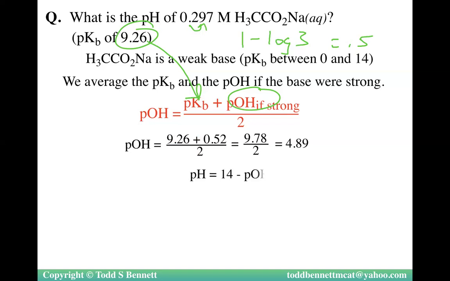So it's time to race AI. Oh, it's not time to race AI. I just realized this question asked for pH. My mistake. So pH plus pOH equals 14. So pH will be 14 minus pOH. So plugging in 14 minus 4.89, well, minus 5-ish, so 9 point something. Is it 9.11?